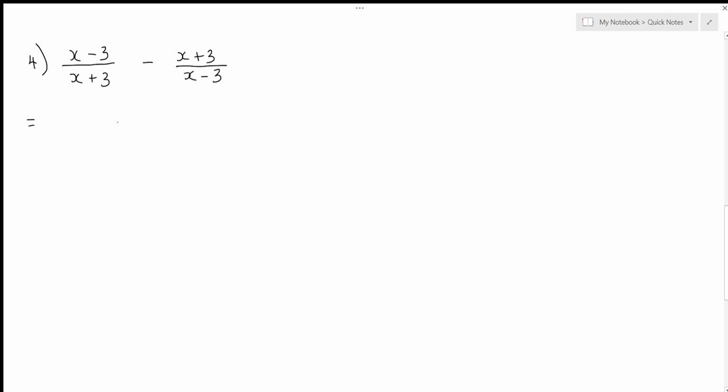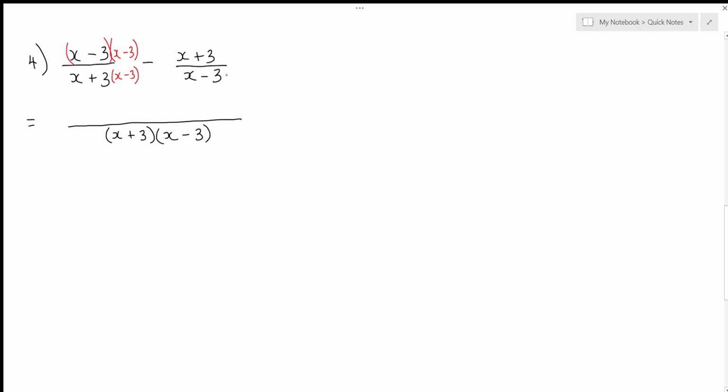So we look at our denominator, and here we're going to have a denominator of x plus 3, x minus 3. So we're going to simplify it further. We're going to go x plus 3, x plus 3. So therefore we need to multiply by x minus 3. And whatever you do to your denominator, you need to do to your numerator and also multiply it by x minus 3.